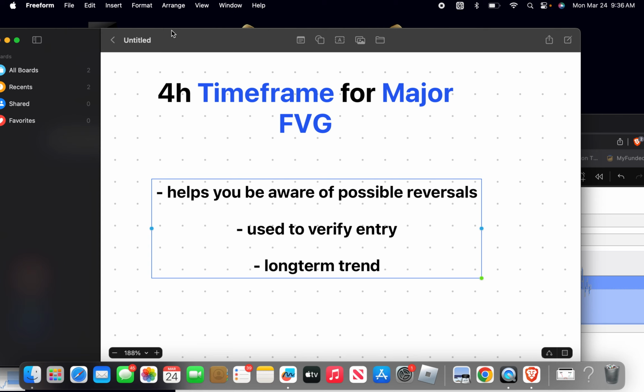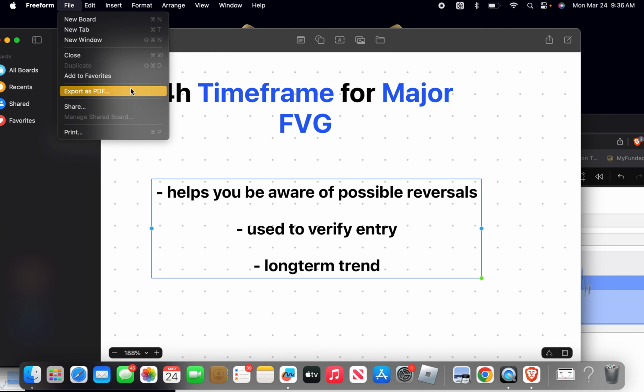Alright guys, so let's get right into it. So I am going to be talking about the 4-hour time frame for major fair value gaps.